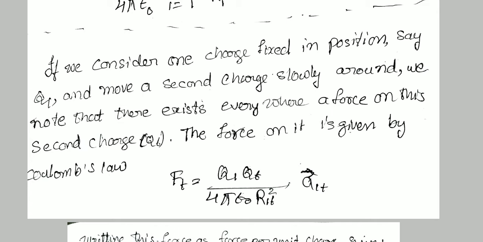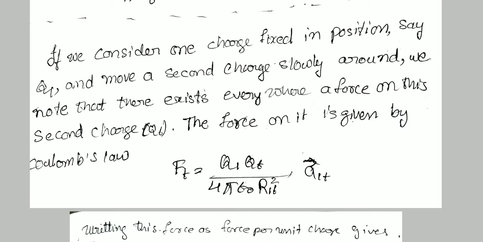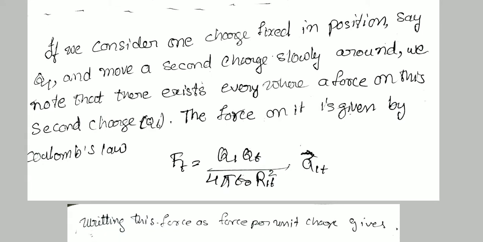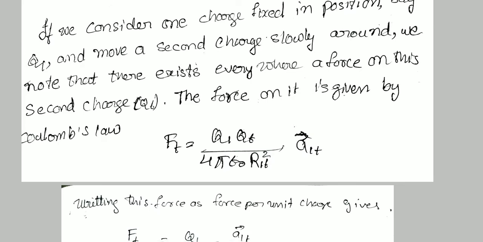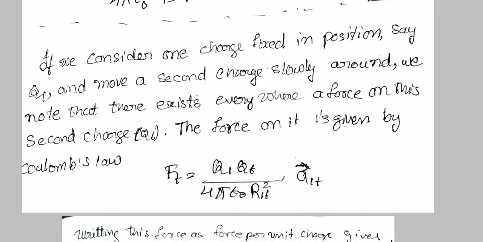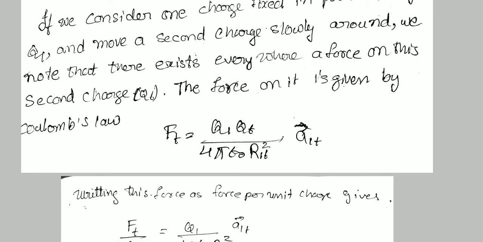So now let us come to the definition. Before going for the definition, here we are considering one charge fixed at one position. Let the charge be named Q1, and we are moving a second charge slowly around it. We note that there is a force on the second charge everywhere we move it. The force on this test charge due to Q1 is given by the formula Ft is equal to Q1 Qt divided by 4 pi epsilon naught R1t whole square into A of t.